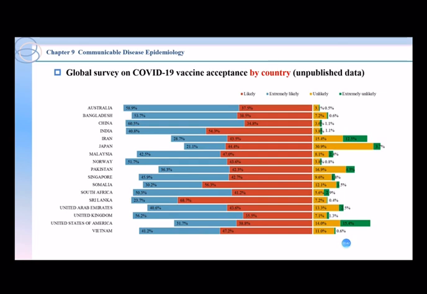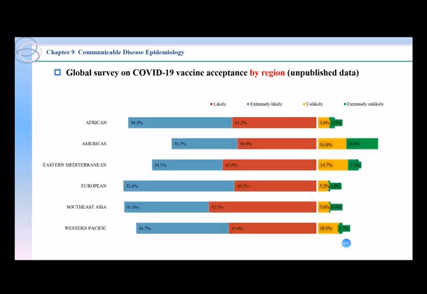We did a global survey on COVID-19 vaccine acceptance by different countries. As we can see, these figures show the 4 options for COVID-19 vaccine acceptance: likely, extremely likely, unlikely, and extremely unlikely. As we can see, Australia, China, and India, in general, have very high willingness rates to take up the vaccine. However, some countries have lower vaccine acceptance willingness compared to other countries, including Iran, Japan, and the United States of America.